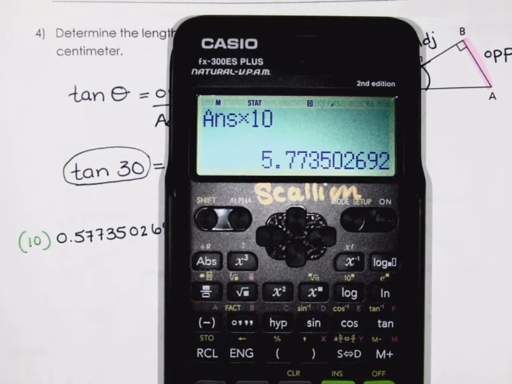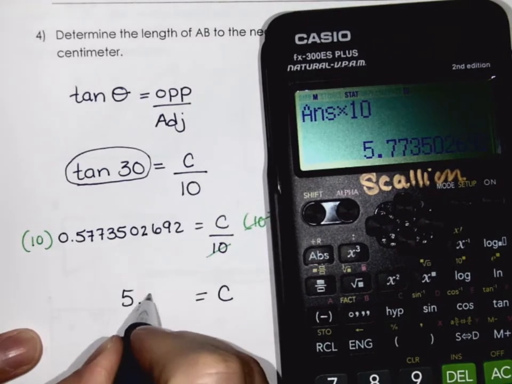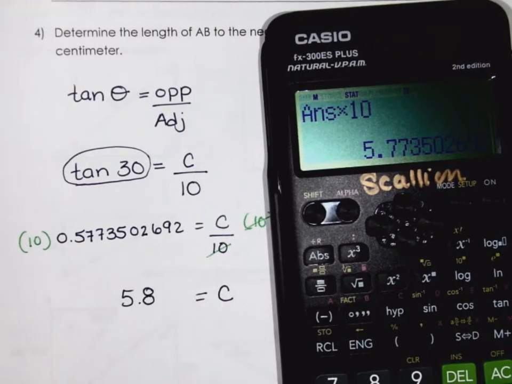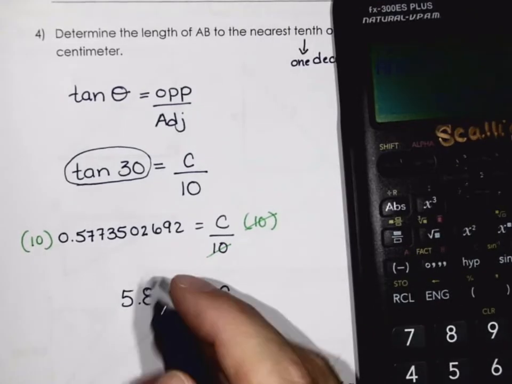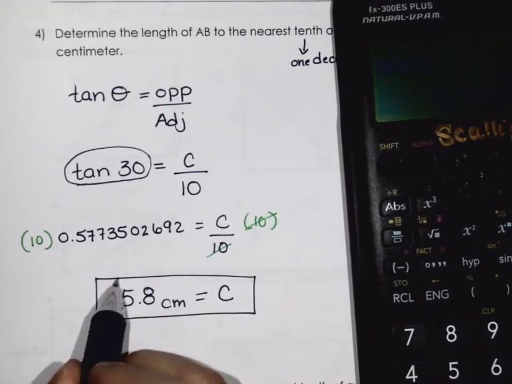Okay, so I'm rounding to how many decimal places? 1. So what's my answer going to be? 5.8. And then what am I missing? Degrees. No, centimeters. Centimeters, because it's a side length, right? It's not an angle, so it's going to be centimeters. And that's my answer.